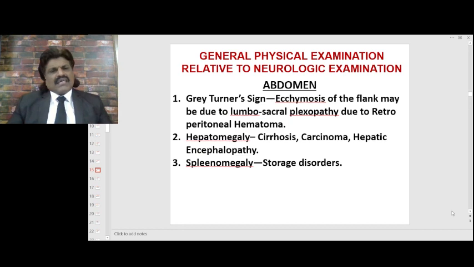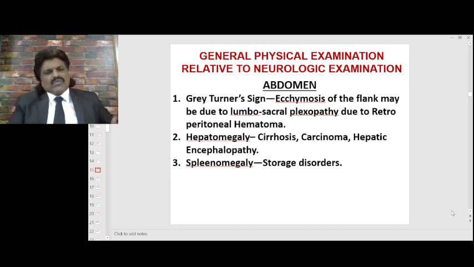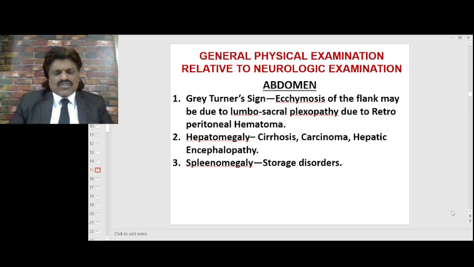Abdomen. There could be Grey Turner's sign, that is ecchymosis of the flank. It may be due to lumbosacral plexopathy due to retroperitoneal hematoma, or there could be hepatomegaly, which could be because of cirrhosis or carcinoma giving rise to hepatic encephalopathy, or there could be splenomegaly, which we see in a lot of storage disorders, inherited metabolic disorders.